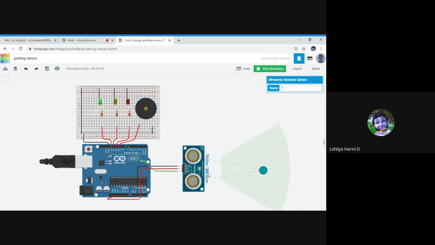My distance is visible over here. It is 200, so it is in the safe limit. We have the green LED on. Now I am decreasing the distance to between 50 and 100. We have the yellow LED on. Okay. And at 25 to 50, we have the red. And if it is less than that, we have the buzzer glowing.